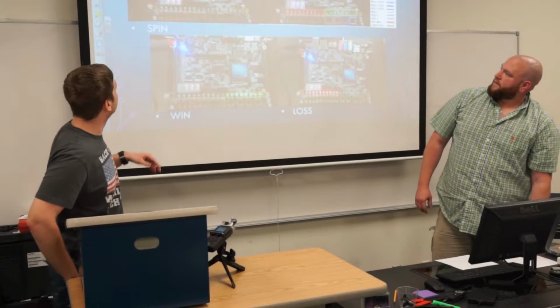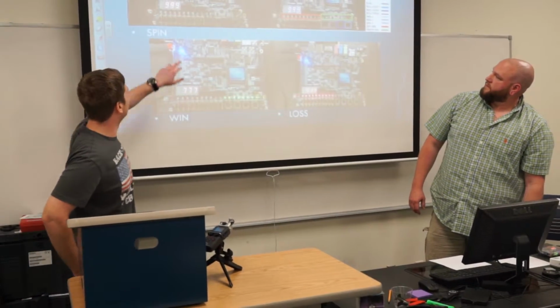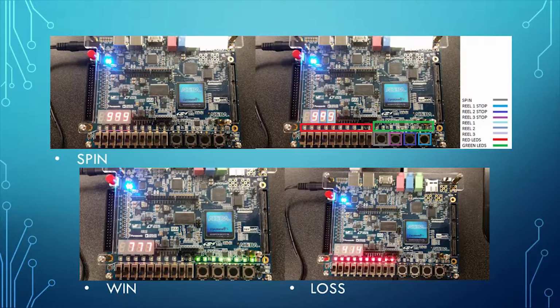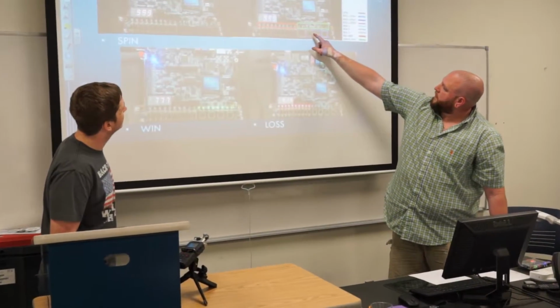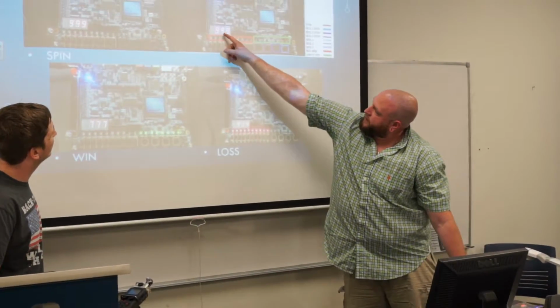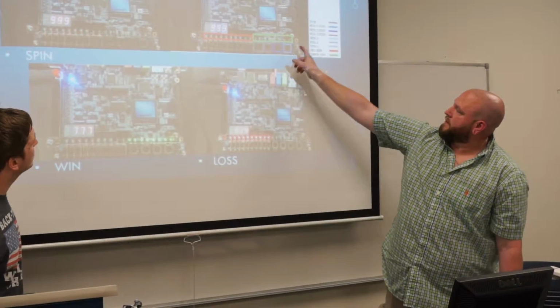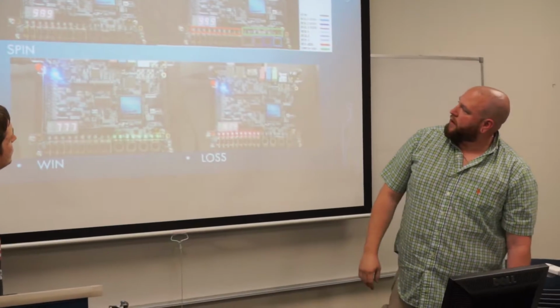And as you can see, this is what it would look like if it was spinning. You obviously can't see that it is spinning, it's a picture. If you have all 3 matching numbers, all of the green LEDs on the board will light up, and if none of them match, then all of the red LEDs will light up. Here's a legend of our board: a spin button, each of these 3 correlates to those 3 reels, and then the green and red LEDs for win-loss.